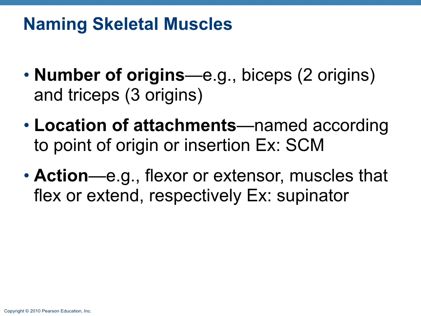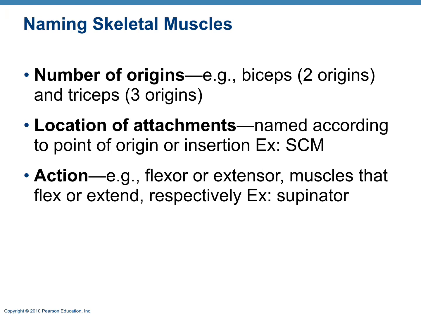Location of attachments, sometimes they're named according to the different attachments. So the SCM is the sternocleidomastoid. It attaches to the sternum. The cleido is the clavicle, and the mastoid, of course, is the mastoid process of the temporal bone. And so that muscle is named according to the attachments.